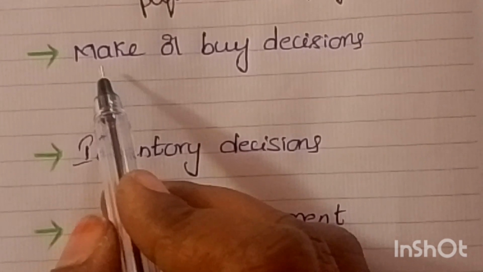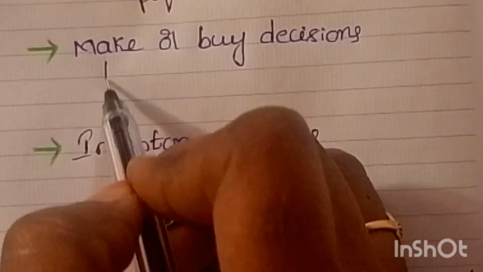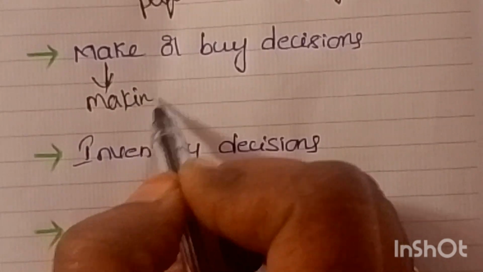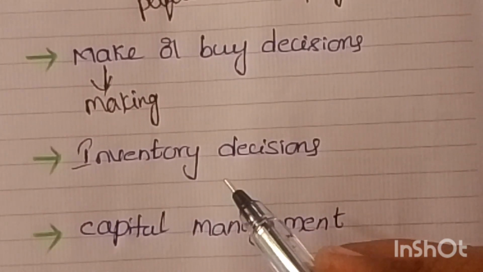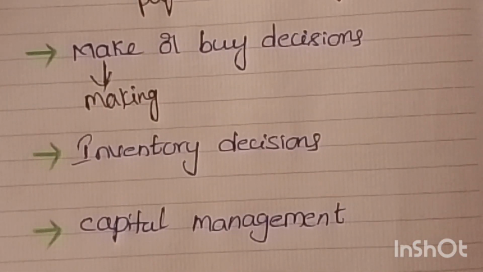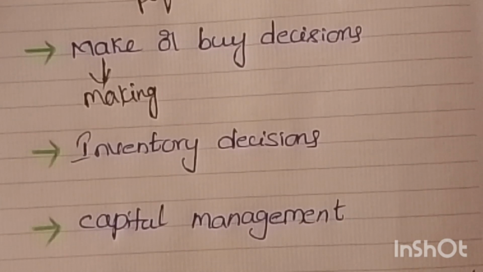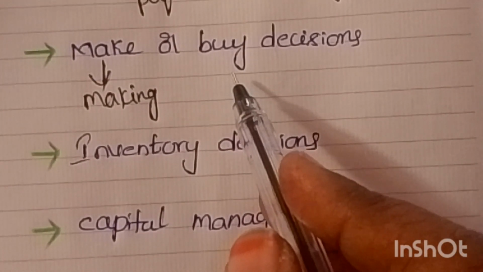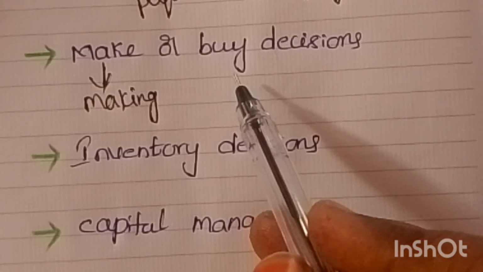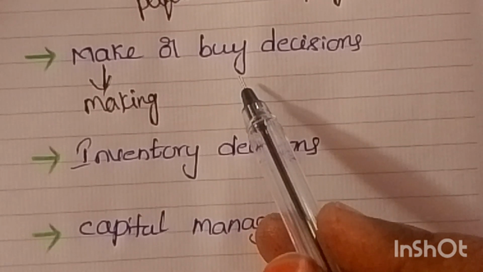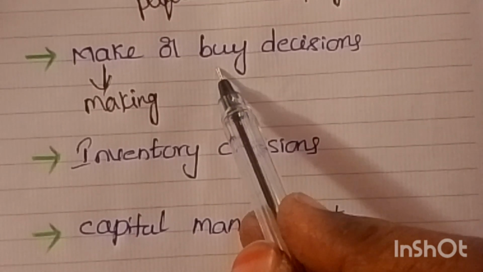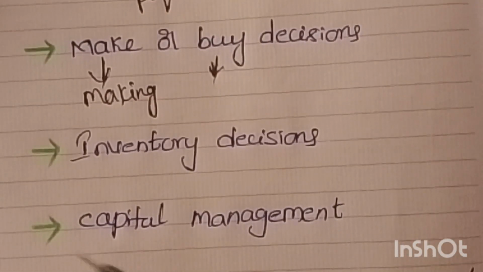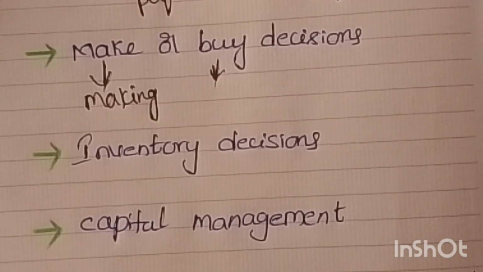Means whether to make a product or buy a product from external sources, or means maybe we are making a product with our own manufacturing unit, or we can buy a product, maybe from outsourcing. Okay, we have third parties also, they are providing the products. Okay, they are also selling the products. Suppose take an example of DMart.